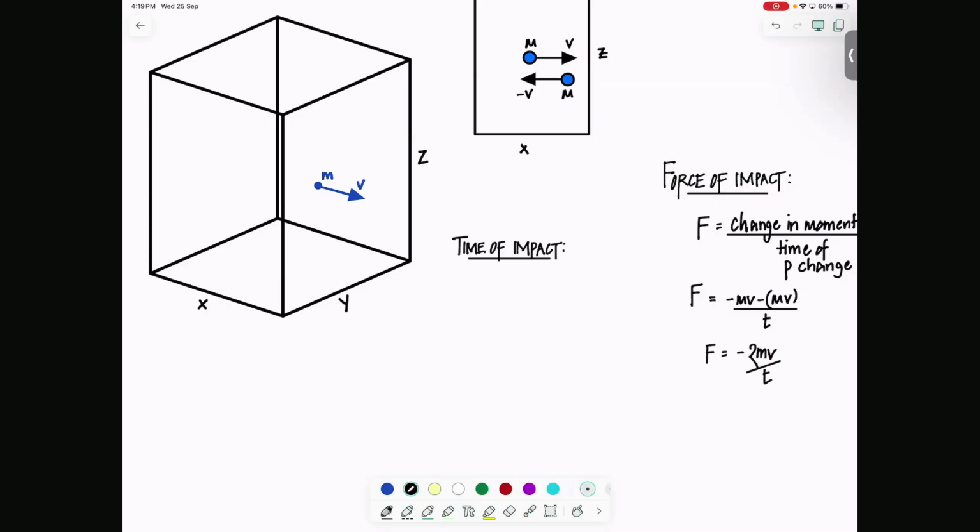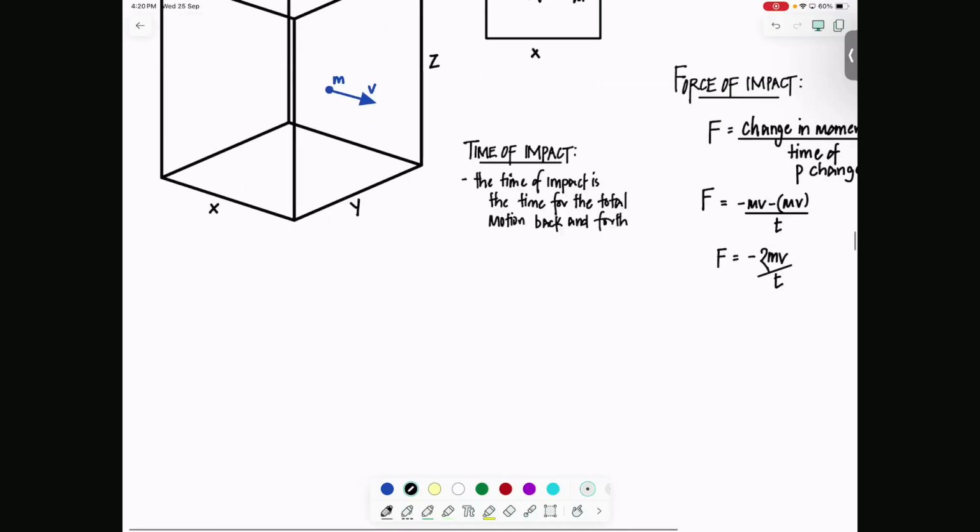So আমরা যেটা assume করবো, so ideal gasের assumption হচ্ছে particles only travel in straight line, back and forth, up and down, left and right. Okay, so we make an assumption here. The time of impact is the time for the total motion back and forth. So এটা কি হবে তার মানে we're not done yet.